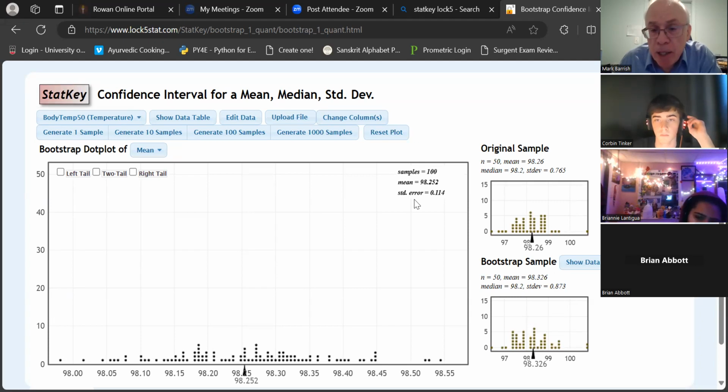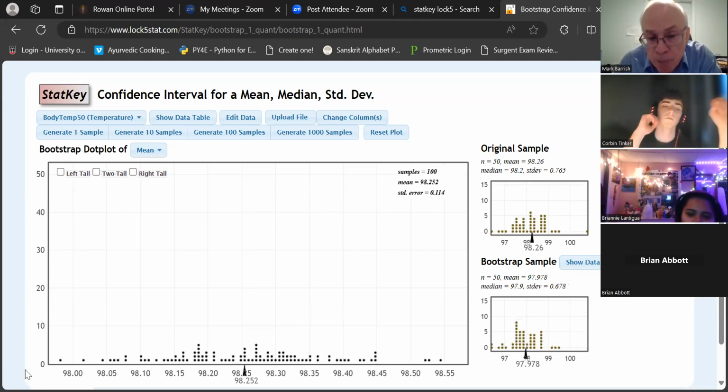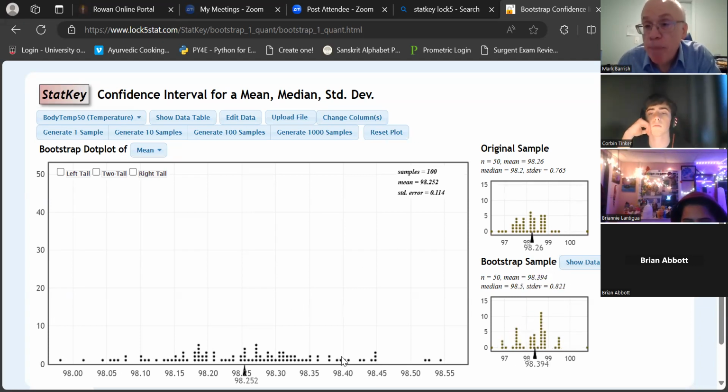Now this is a sampling distribution, isn't it? But it's called a bootstrap sampling distribution. Bootstrap. Okay? Which means it was generated by this bootstrapping. Instead of selecting out of the population 50 each time, 100 times, what we're doing is we're taking the original sample and we're creating bootstrap samples from the original sample. And now we've generated a bootstrap sampling distribution.